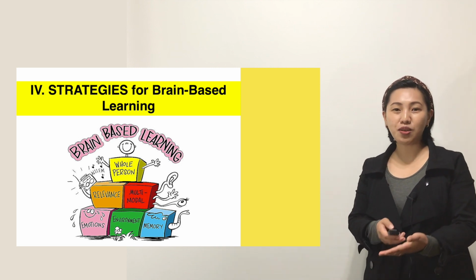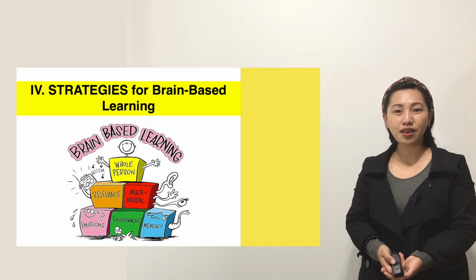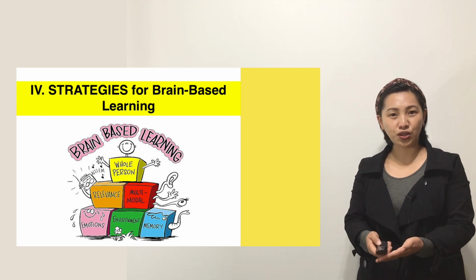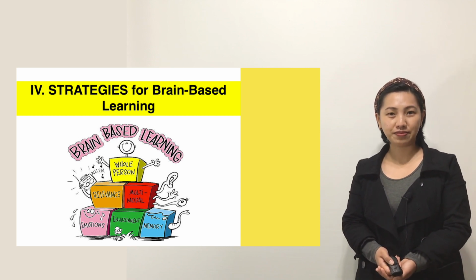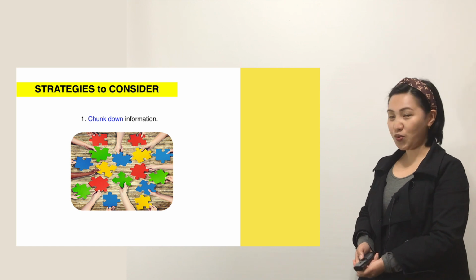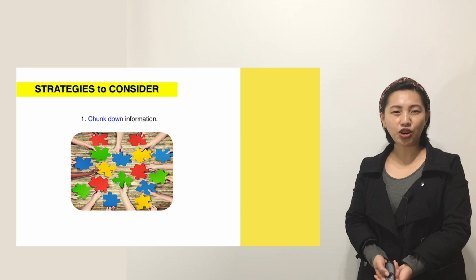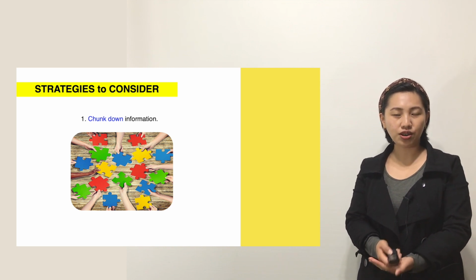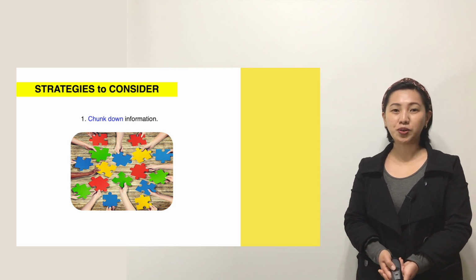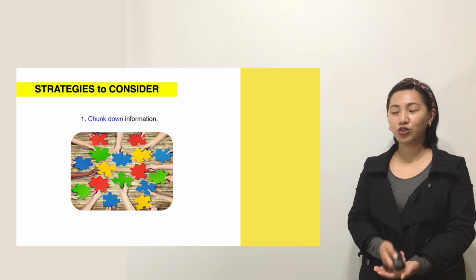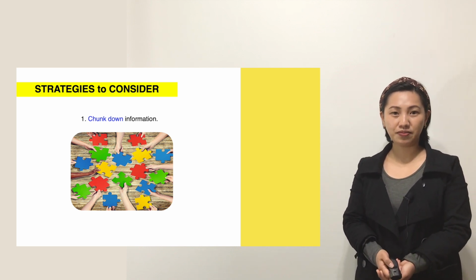Now, to support the principles we had just talked about, we are going to take a look at several strategies that we could use as guides in making our learning activities. Number one, chunk down information. What does chunking mean? Chunking means dividing something into smaller pieces.